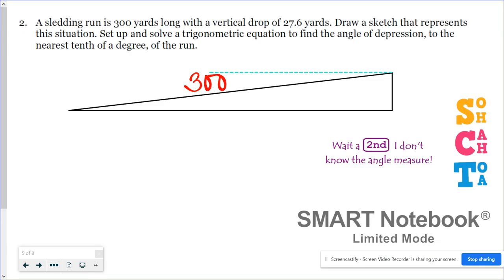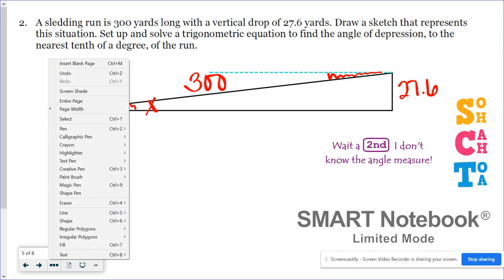And then it says the vertical drop is 27.6 yards. Okay. We want to find the angle of depression. So that would be this angle right here, which isn't part of our triangle. But remember, the angle of depression is congruent to the angle of elevation. So this angle here has the same measurement. So I can find that angle. And by finding that angle, I'm also finding the angle of depression.